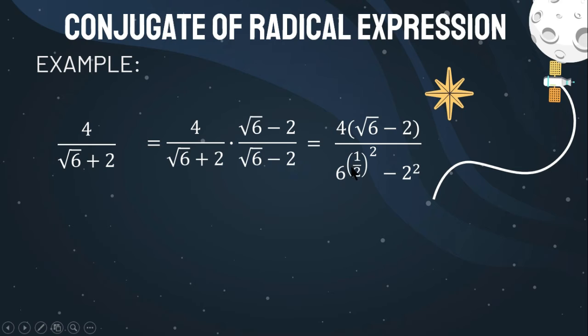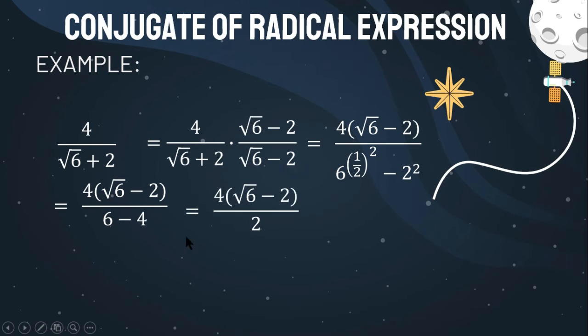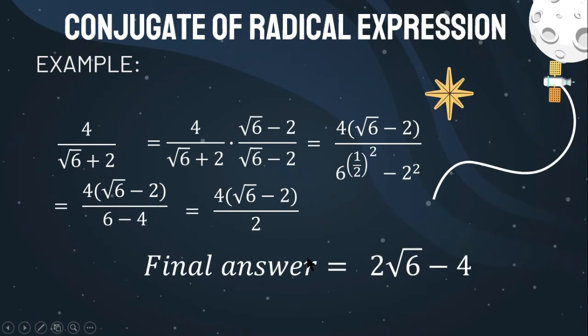So 6 raised to 1 half raised to 2 minus 2 squared. So that would become 6 minus 4. Okay, and then 6 minus 4 is equal to 2, and then divide this. 4 divided by 2 is equal to 2. So the answer is 2 times square root of 6 minus 2, and then I distributed 2 to each term. So 2 times square root of 6 will become 2 square root of 6, and then 2 times negative 2 is equal to negative 4. So the final answer is 2 square root of 6 minus 4.